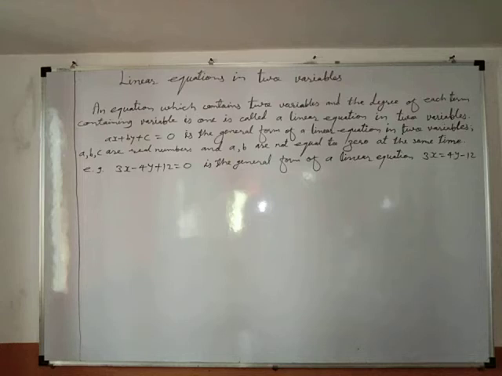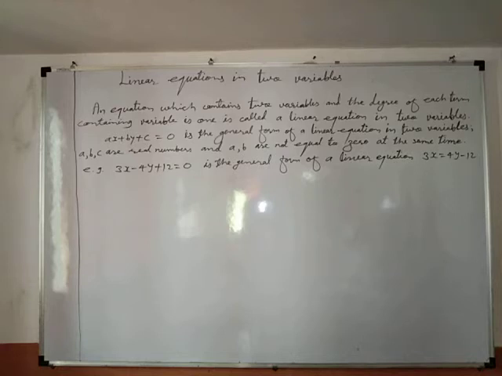Hello students, let's learn a chapter, linear equations in two variables. An equation which contains two variables and the degree of each term containing a variable is 1 is called a linear equation in two variables. ax + by + c = 0 is the general form of a linear equation in two variables. a, b, c are real numbers and a, b are not equal to 0 at the same time.